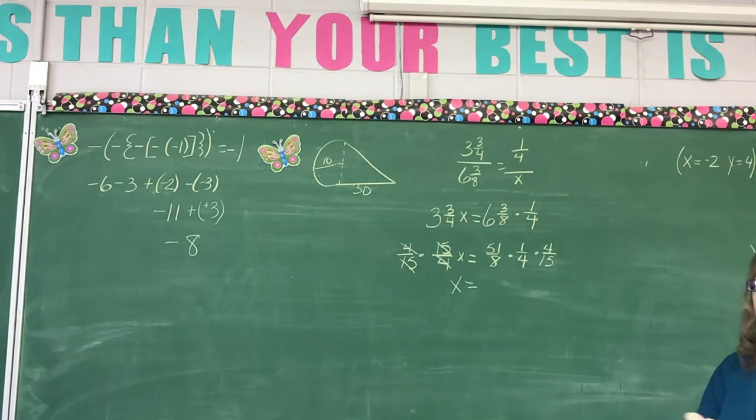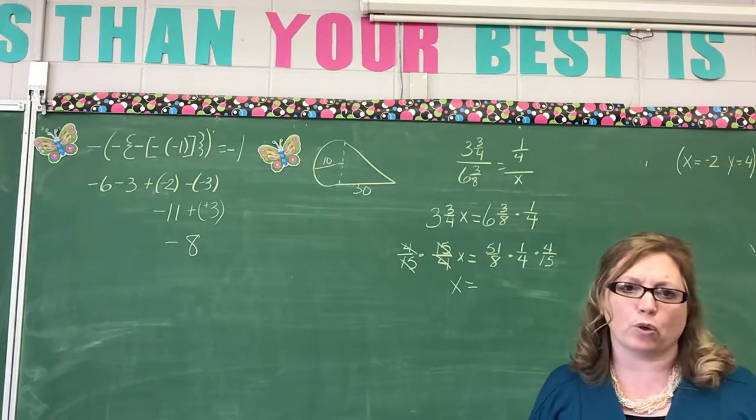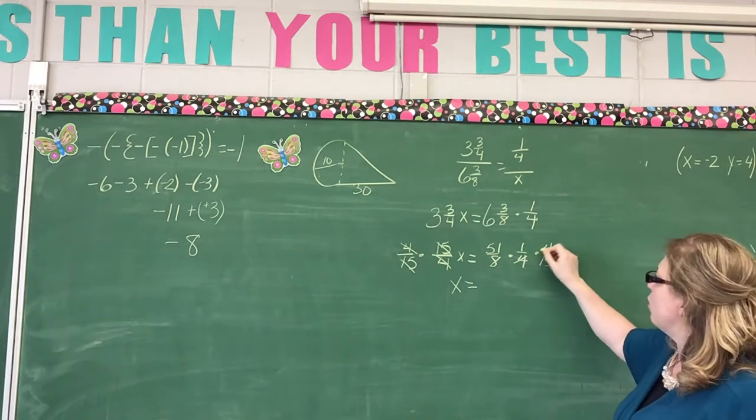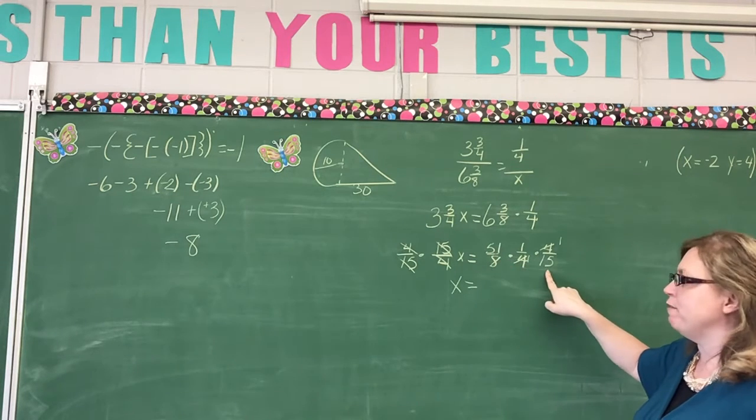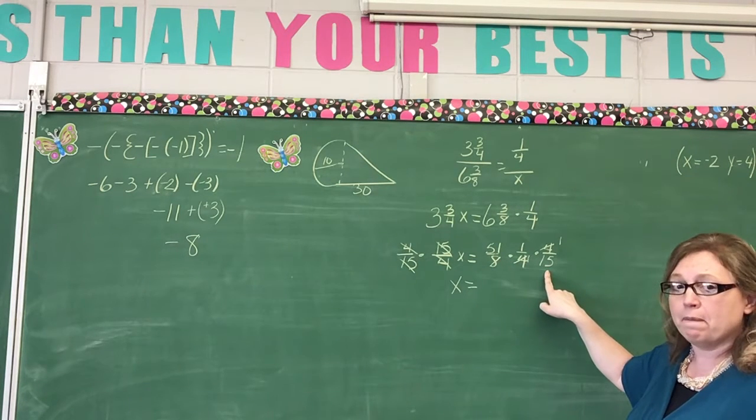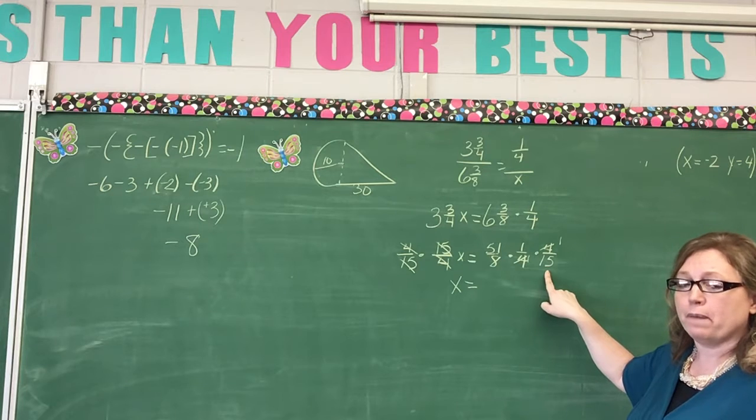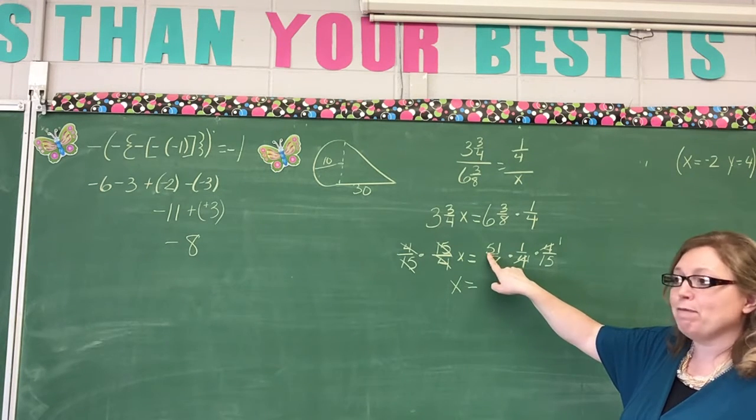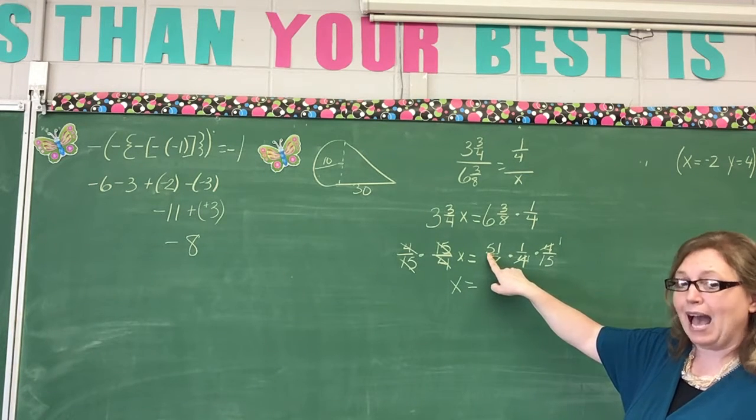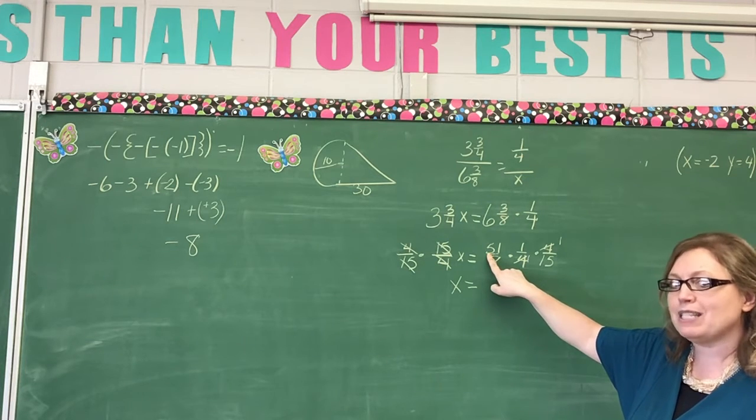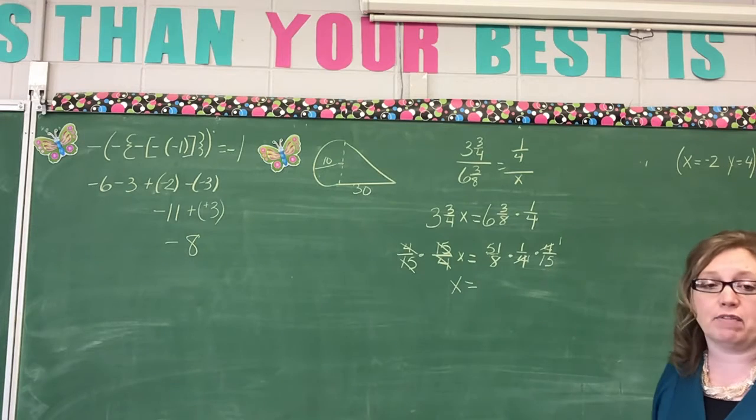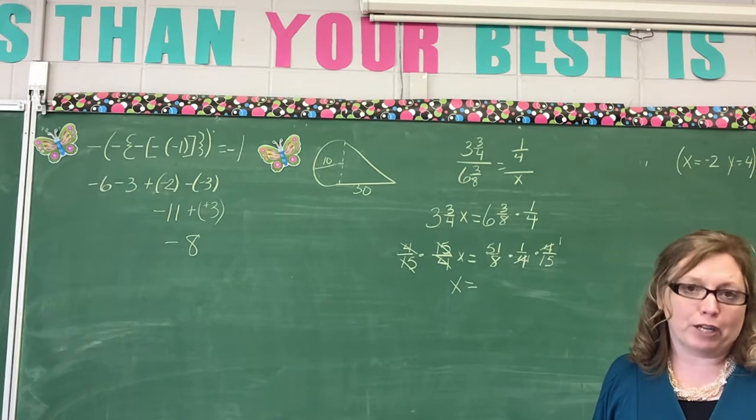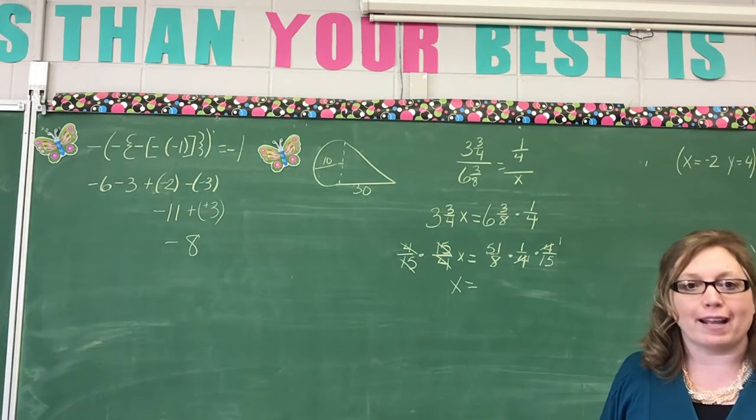On this side, is there anything that I can cancel? Well, sure. The 2 4s are going to cancel. I cannot cancel the 51 and the 15, can I? Think that through. 5 plus 1 is 6. That means 51 is divisible by 3. 5 plus 1 is 6. That means 15 is divisible by 3. So I can reduce each of those by 3.